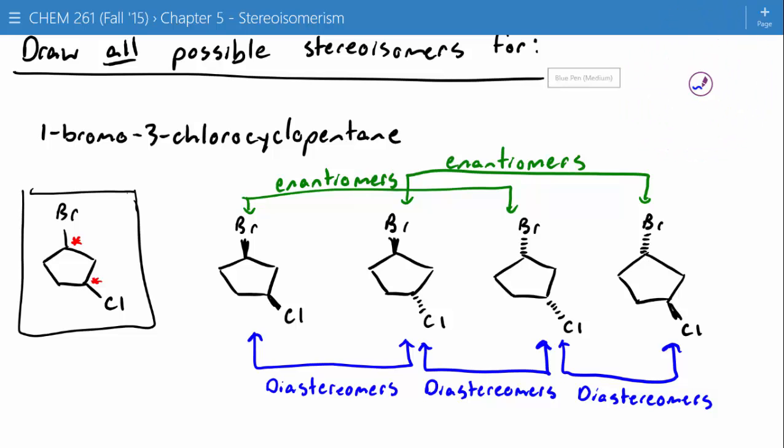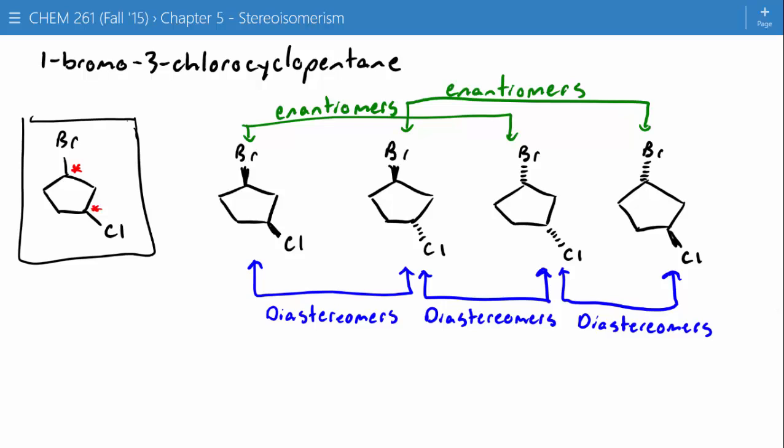We also have a few other sets of diastereomers. We could also say that these are diastereomers. There's a bunch more. The point is that with diastereomers, you flip some but not all stereocenters. And if you flip all stereocenters, then what you've really drawn is an enantiomer.